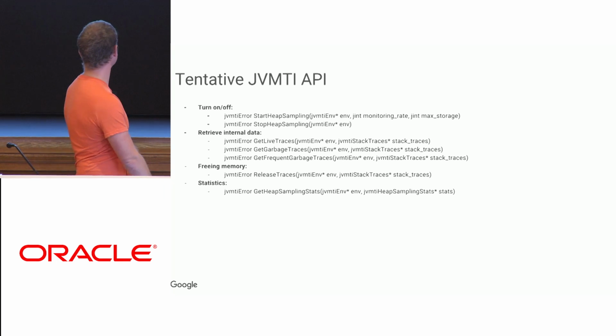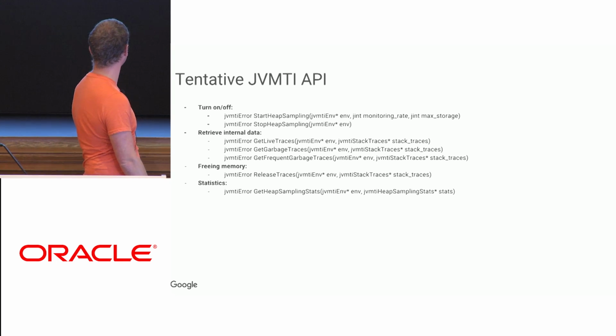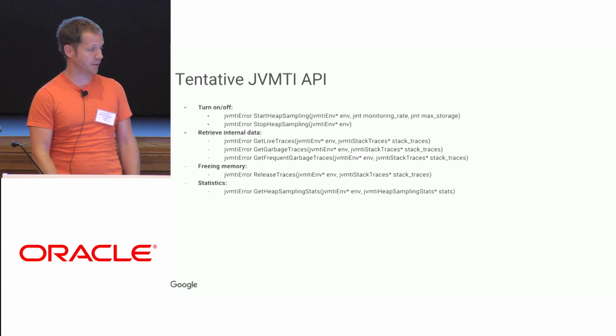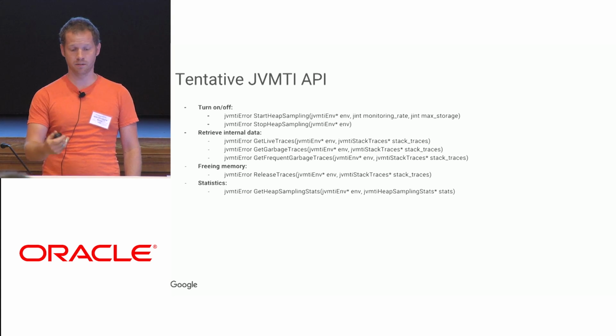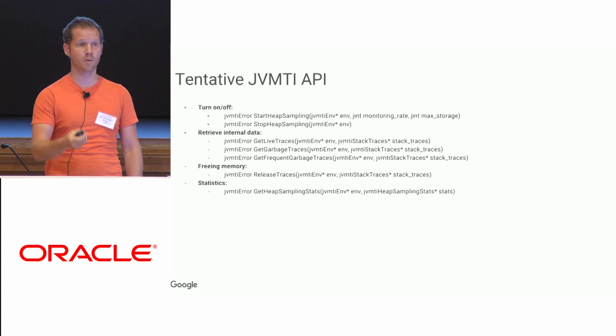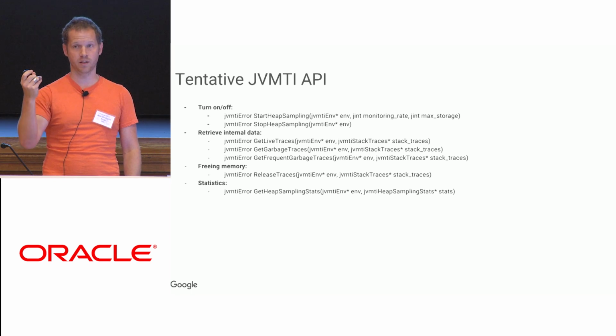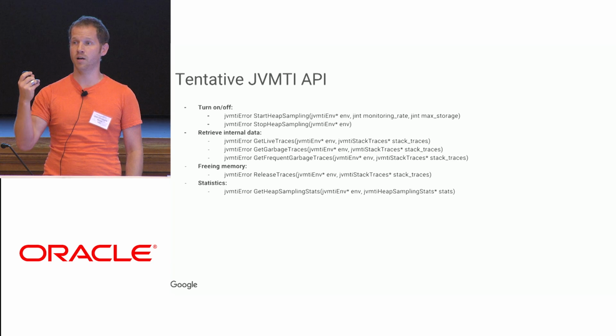Hopefully this is not too small, but I wanted to get all the API up in one go. It's handled by JVM TI. It basically has a way that you can programmatically say, start my heap sampler. What is the monitoring rate? Do you want every megabyte? Do you want every 512K? What's the max storage? I'll come to that in a minute, but basically it's how many garbage collected objects do you really want to keep.